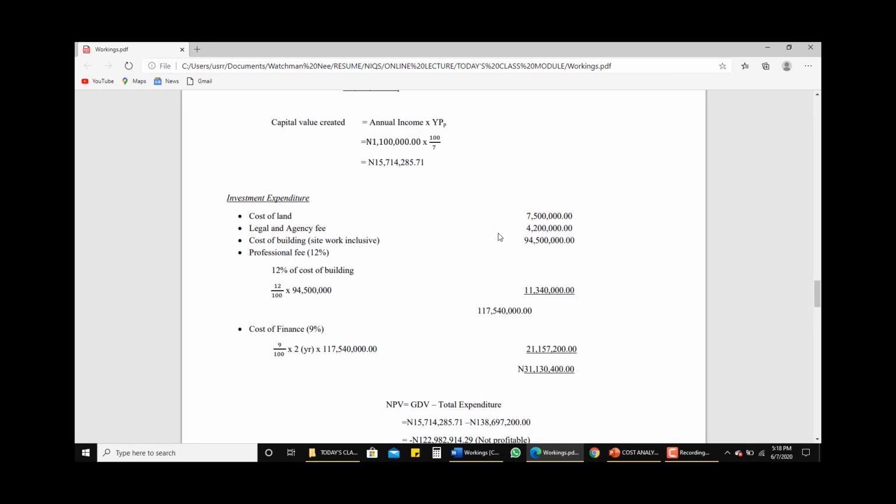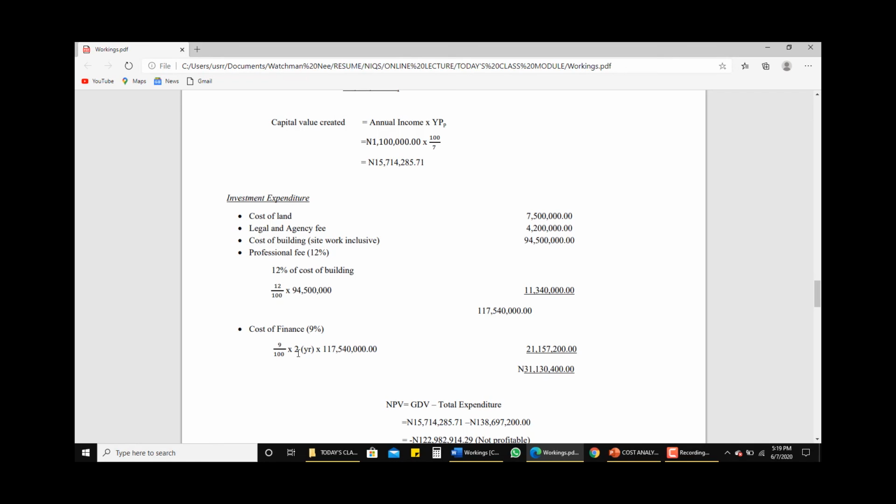Cost of land is 7.5 million, legal and agency fee 4,200,000, cost of building including site work 94,500,000, professional fee which is 12% of cost of building, and that's 11,340,000. So the total is 117,540,000 naira, and the cost of finance in this case is 9%.